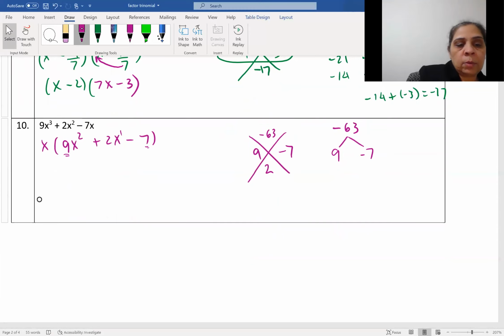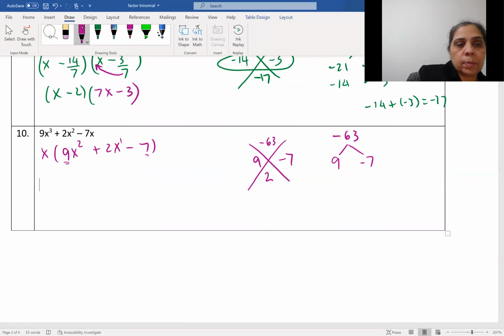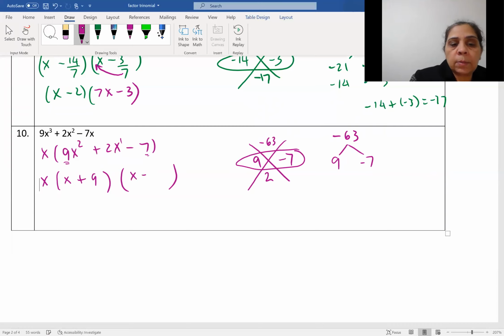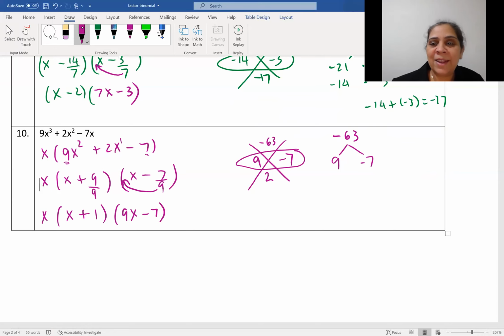So here we have x. We need to make sure we copy it down. Don't forget that. Otherwise, you will get the wrong answer. All right, so we need to use these two numbers. x plus 9 and x minus 7. Now what I need to remember, I will divide by 9, divide by 9. So I will say x, 9 over 9 is 1. In this, I will write down the coefficient. And that's it. All right.